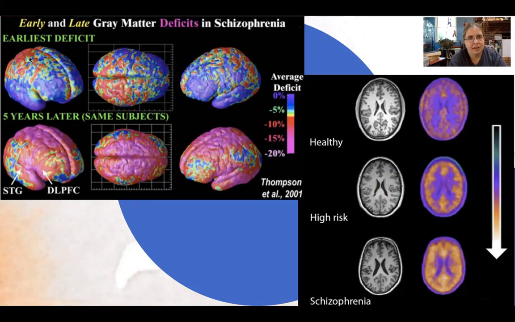This is early and late gray matter deficits in schizophrenia. So you see that there are some cases of deficits or loss of gray matter in the early stages, but then 5 years later, it's the exact same person, you can see a lot bigger changes.